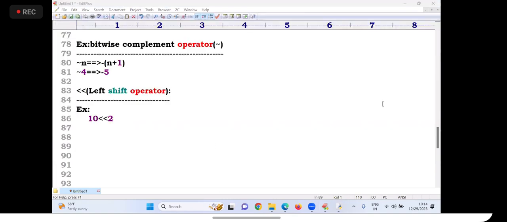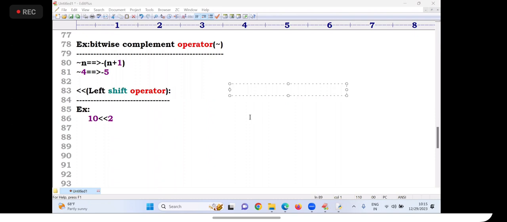Every number is internally represented with 8 bits by default. How many bits? 8. If the number is very big, it will convert to 16, next to 32, next to 64. In core Python such terminology is not there. Here only one terminology is there, integer.